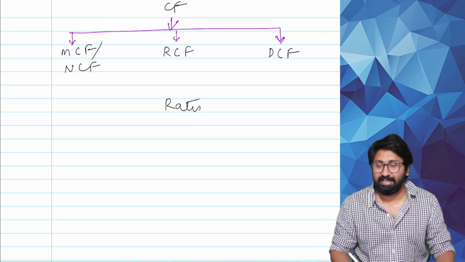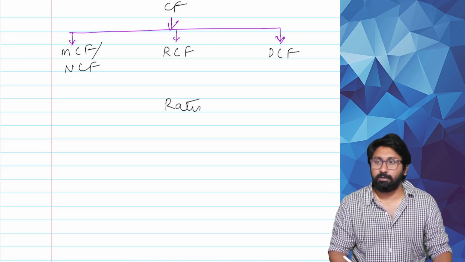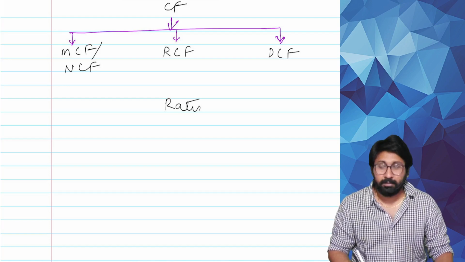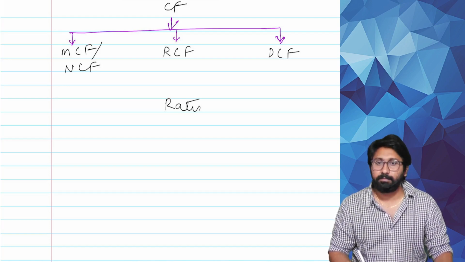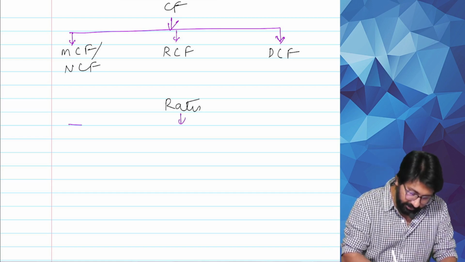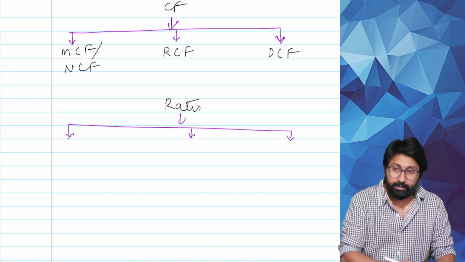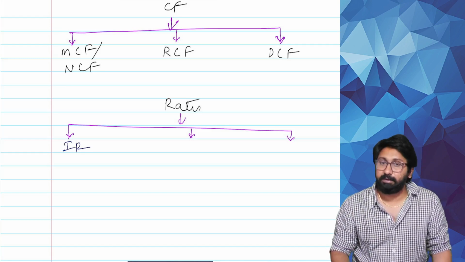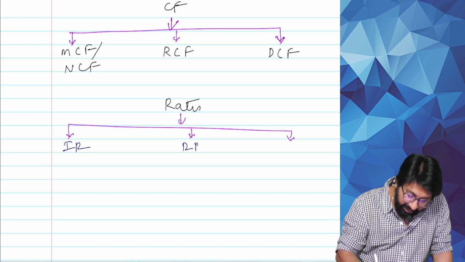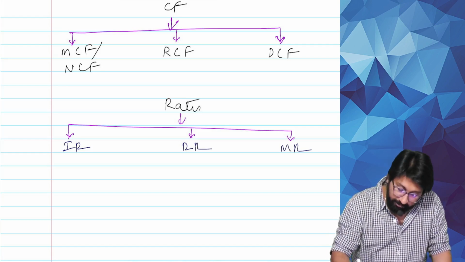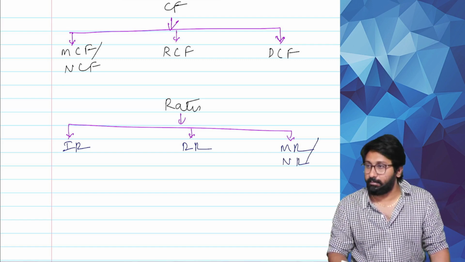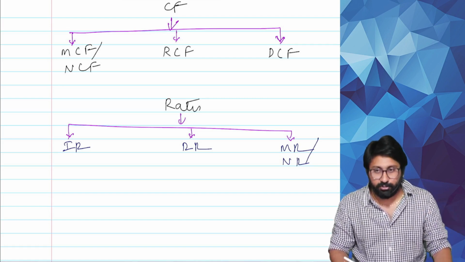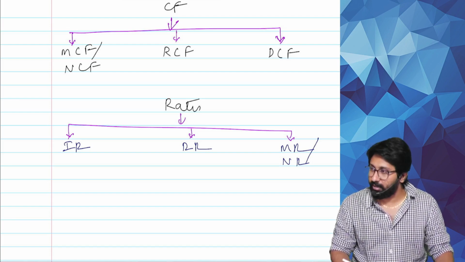So listen, see there. There are three types of cash flow. First one, second, third. Rates are of how many types? Three types of rates are there. Listen, first one is called the inflation rate. Second one, real rate. Third one, money rate, also called the nominal rate. Tell me, what is the first cash flow? Inflation cash flow.